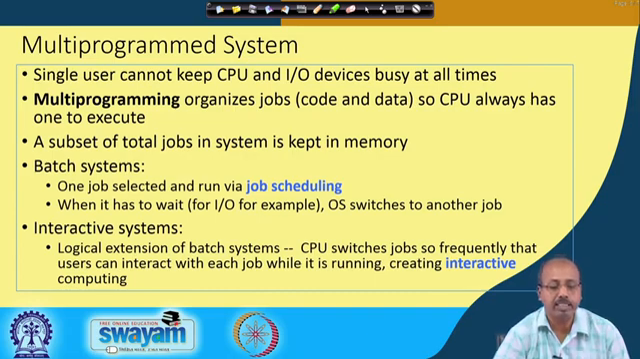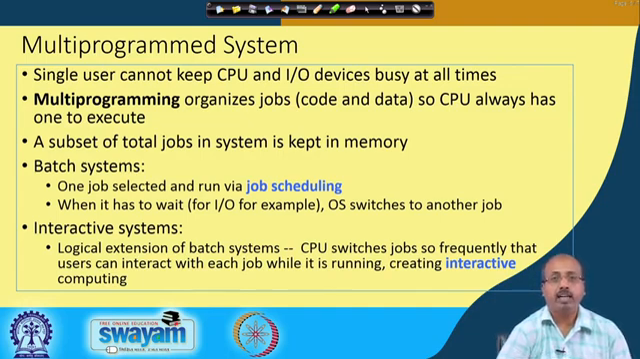So, in general what happens is that a single user cannot keep the CPU and IO devices busy at all times, because for keeping the CPU busy I have to give it a computational job, and in between it has to get data, the user has to enter some data. For example, if you are computing roots of a quadratic equation, you need to feed in the values of A, B and C, and normally this human being and these mechanical devices are much slower compared to the electronic CPU and memory. So, naturally the CPU will be kept waiting when this IO is going on, and when the CPU is doing the computation.